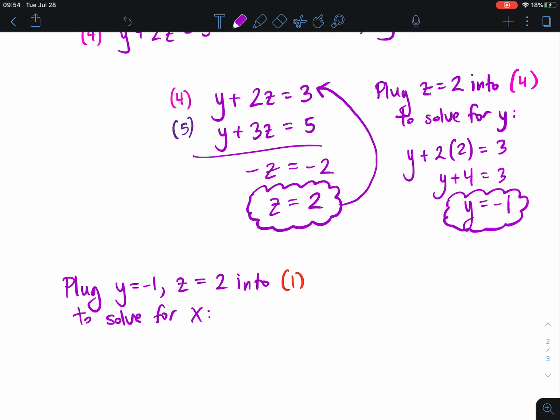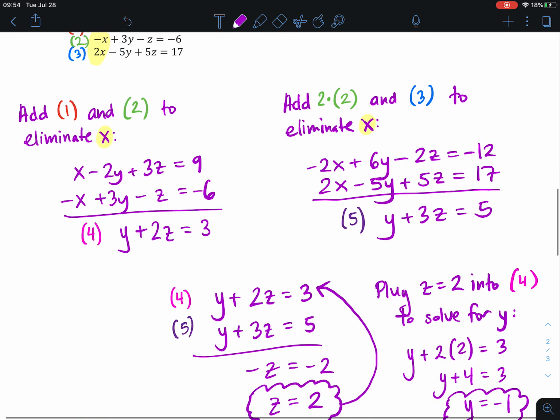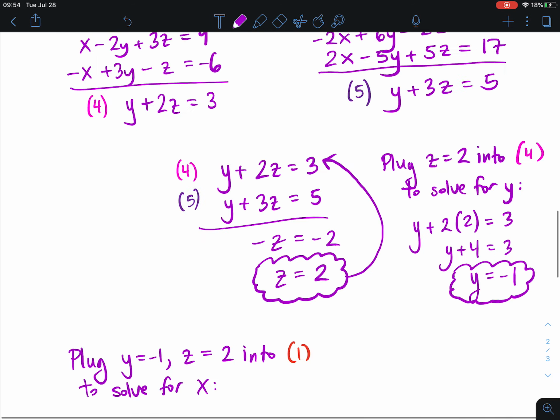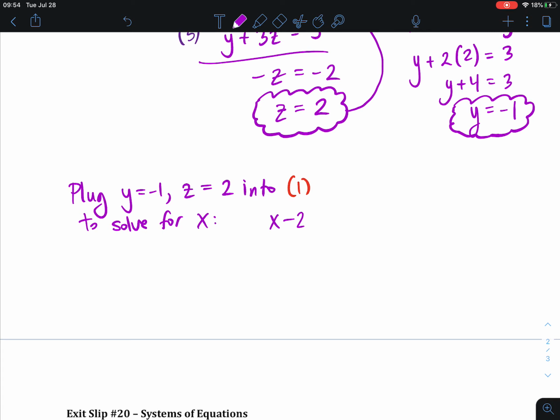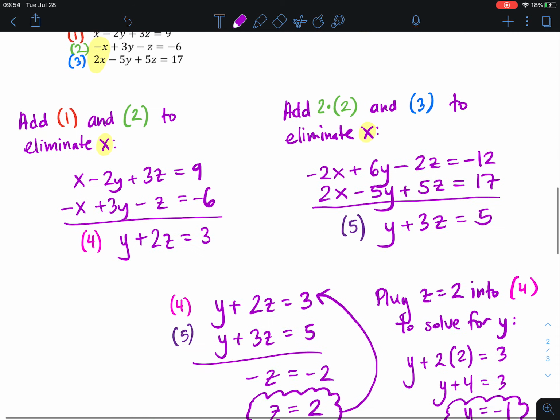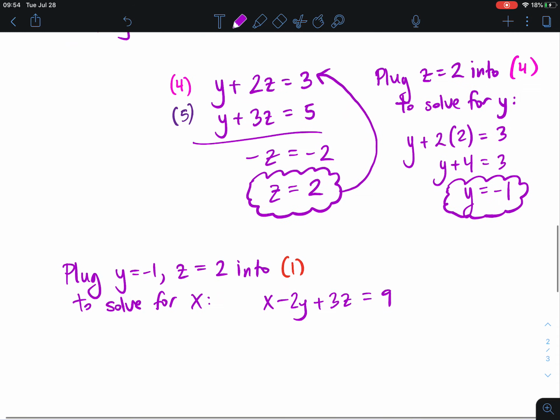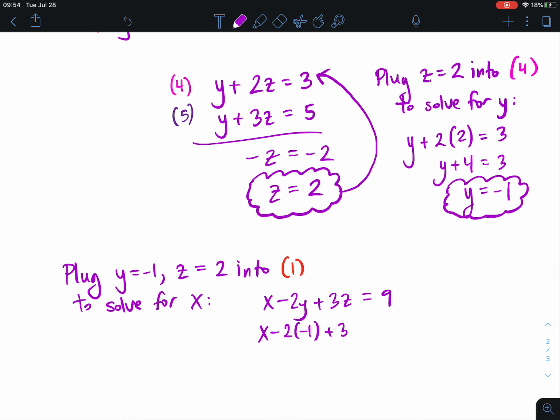And I'm just going to rewrite that equation because I can't see it on the screen. So that was x minus 2y plus 3z is equal to 9. Does that look right? Looks like we got it. Okay, so I'll just plug in the negative 1 for y, the 2 for z, and we'll very readily have our solution for x here. So we get x plus 2 plus 6 equals 9, or x plus 8 equals 9, or x equals 1.